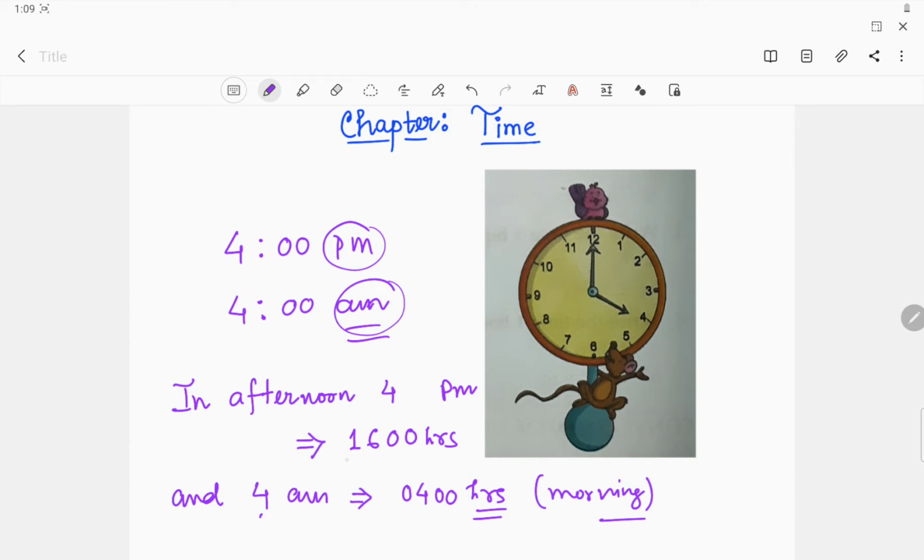So after 12 p.m., 12 will be added. For 1 p.m. it will be 12 plus 1 is 13. When it is 2 p.m., 12 plus 2 is 14. Clear?